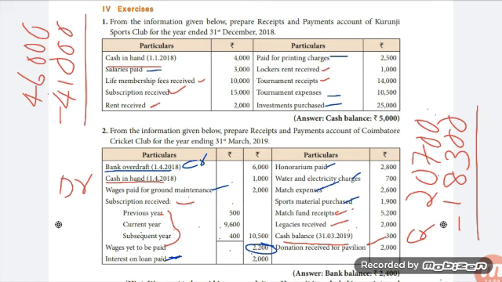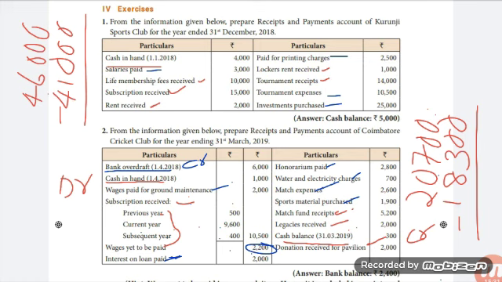Then find the total of debit side and credit side. Debit side, let me say once more. Debit side items: to balance brought down 1,000. To subscription received. Previous year inner column 500. Current year 9,600. Subsequent year 400. Underline the amount in outer column 10,500. Next, to match fund 5,200. To legacies 2,000. To donation received for pavilion 2,000.